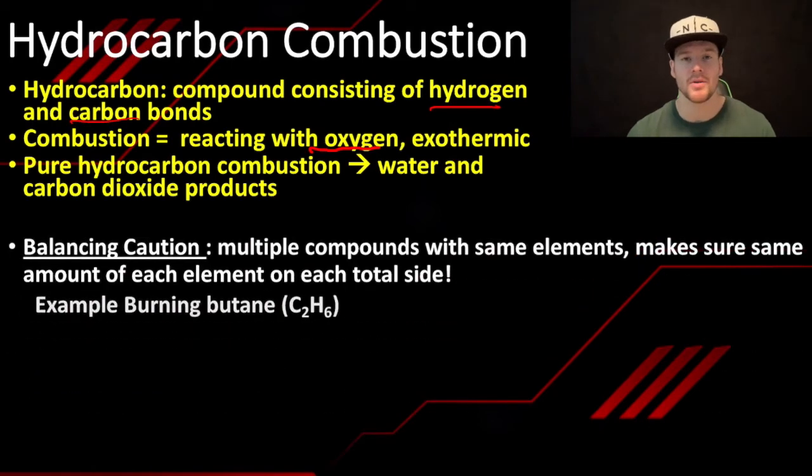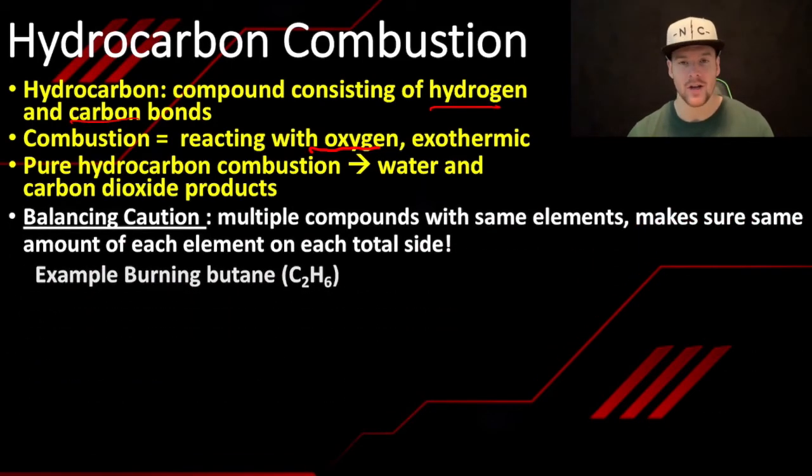Now, one of the harder parts about these is balancing them. You have multiple compounds with the same element. Oxygen is going to be in both of the products. So you have to make sure the total amount of oxygens in the reactants is the total amount of oxygens in the products. Remember, those are going to be in the water and the carbon dioxide. So let's do an example to show this.